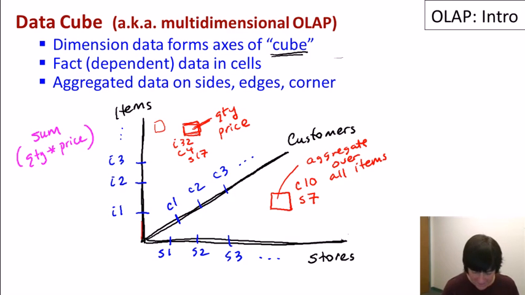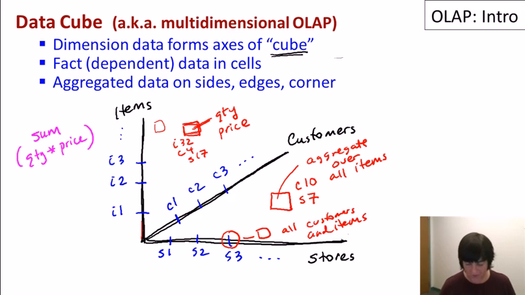Now let's talk about what's on the edge of the cube. So here we have, say, for store 3, we'll have the aggregate value over all customers and items in this point for store 3. So that will be the total sales that we conducted at store S3. Over here on this edge, we'd have the total for specific customers, and over here for specific items.